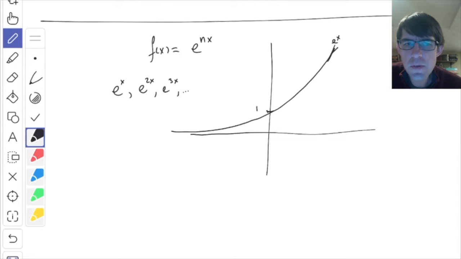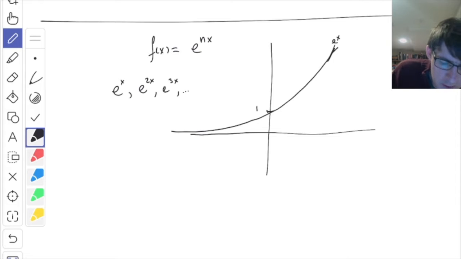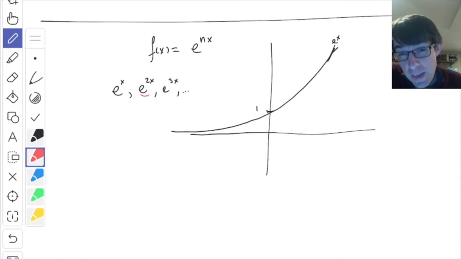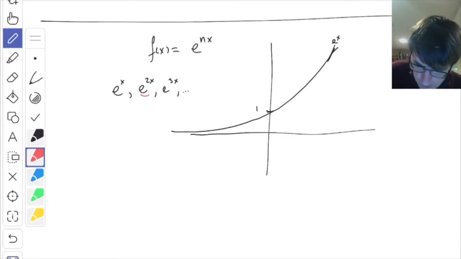What about e to the 2x? Maybe I'll draw e to the 2x in red. As you go to the right, it increases even faster than e to the x, but it still goes through 1, because when you plug in 0, you get e to the 2 times 0, which is still e to the 0, which is still 1. So it looks like this, even steeper over here, e to the 2x.